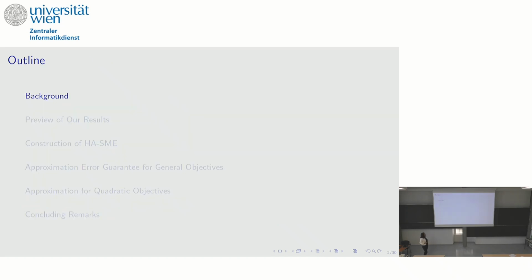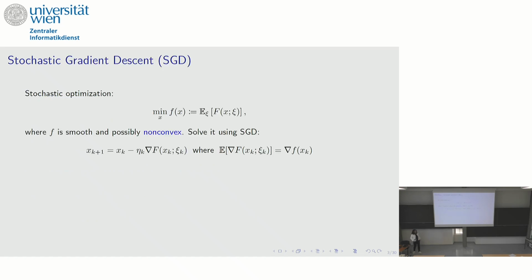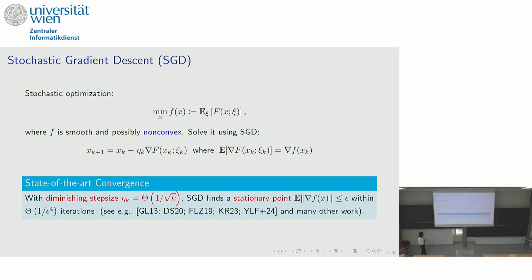Yeah, cool. So let's get to the business. As I said, the interest here is that we're going to look at stochastic gradient descent to solve stochastic optimization problems. Particularly, we're going to assume the objective is smooth, but perhaps non-convex. This is the most popularly studied algorithm, stochastic gradient descent.